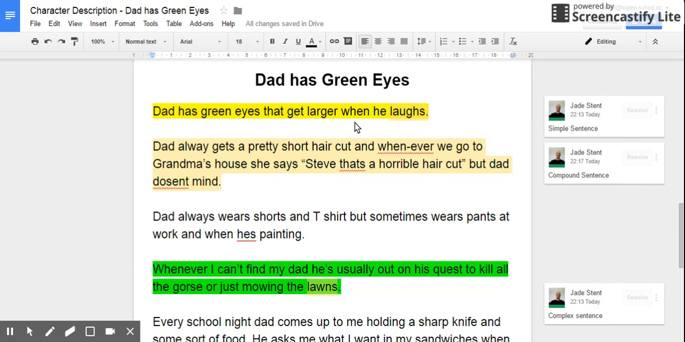I've highlighted where I've used a simple sentence. So Dad has green eyes that get larger when he laughs. That is a simple sentence because it only has one idea.